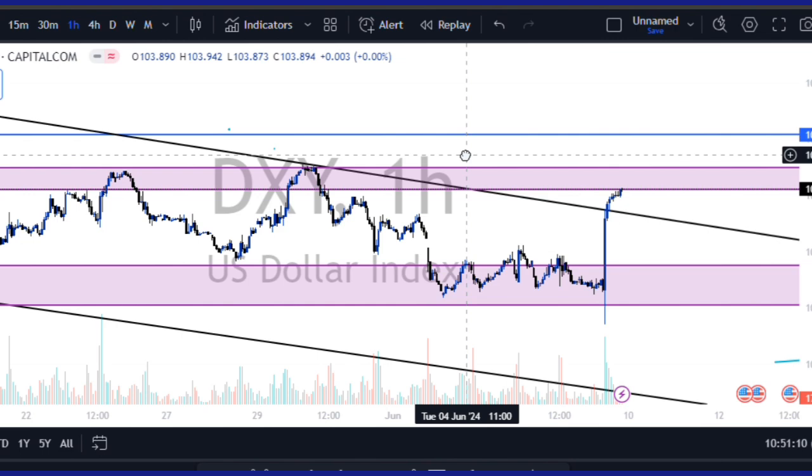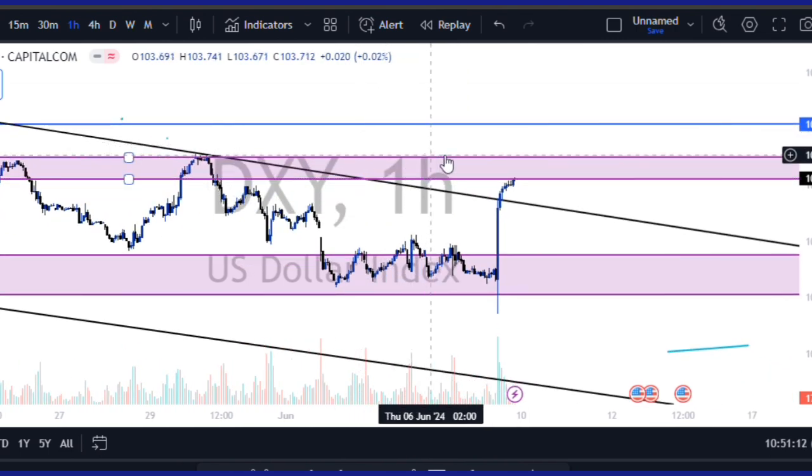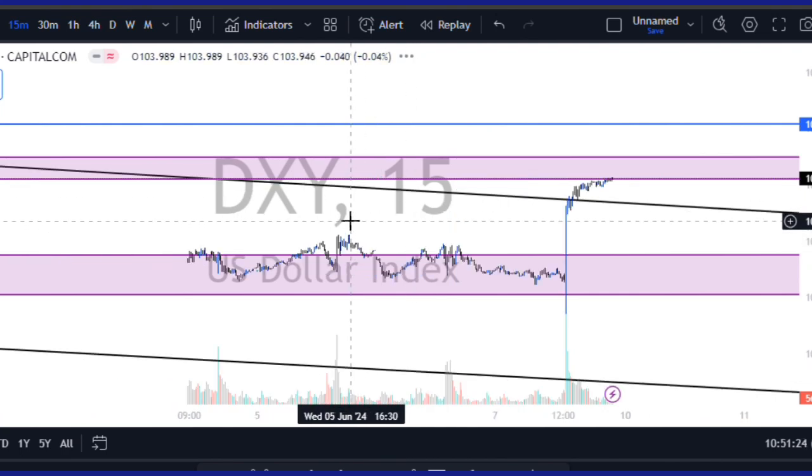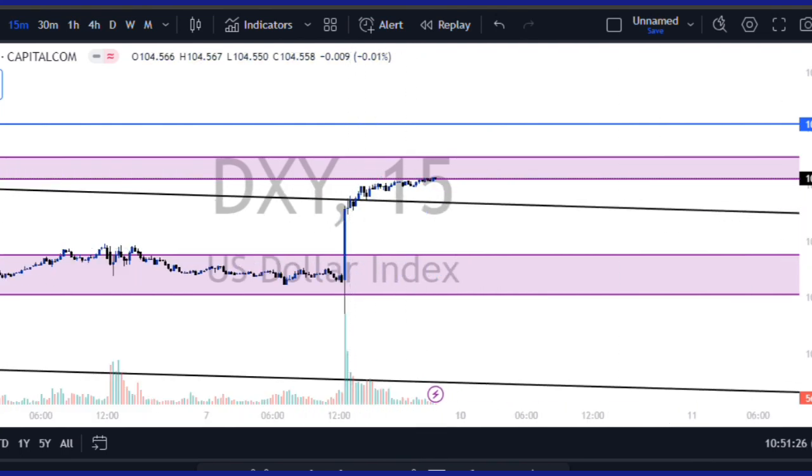I'm expecting DXY to push up. Yeah, that's what I'm expecting for DXY. I'm expecting it to push down a little bit, then push up. Let me go down to a bit lower time frame.